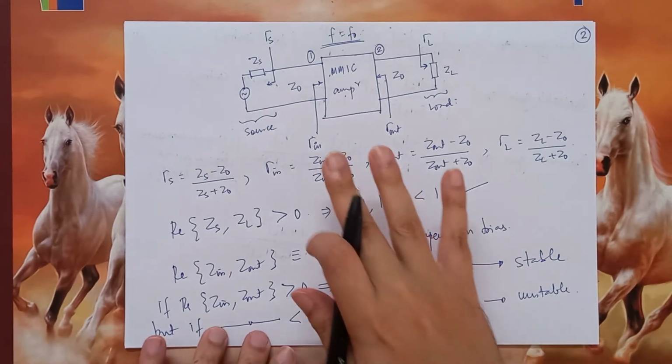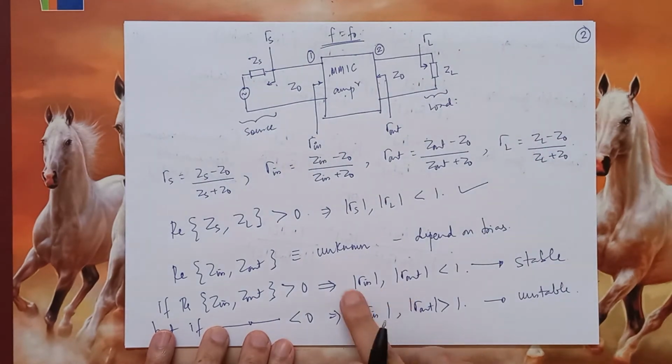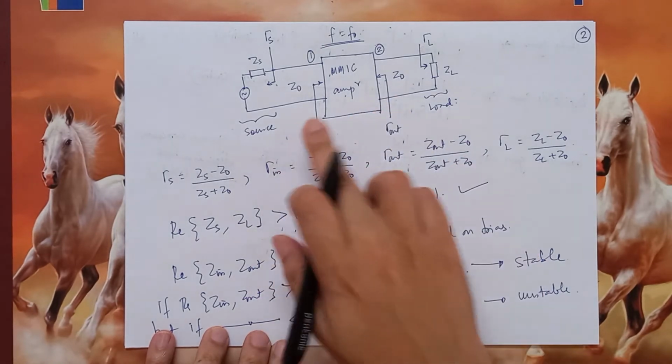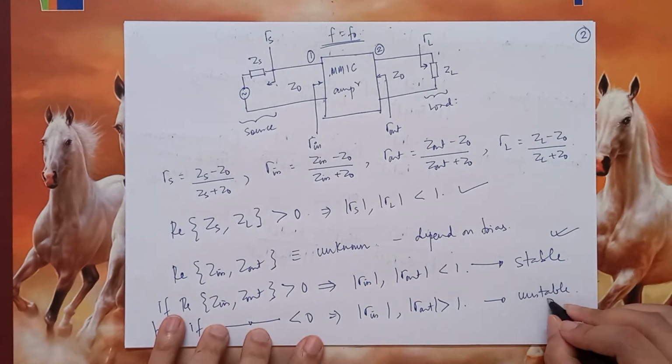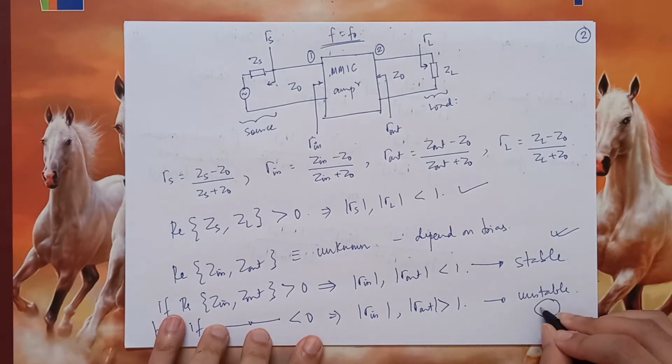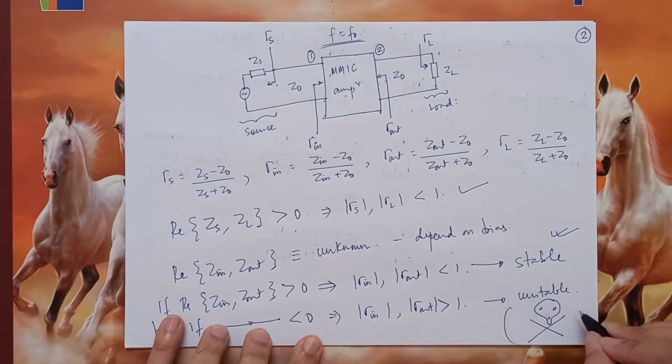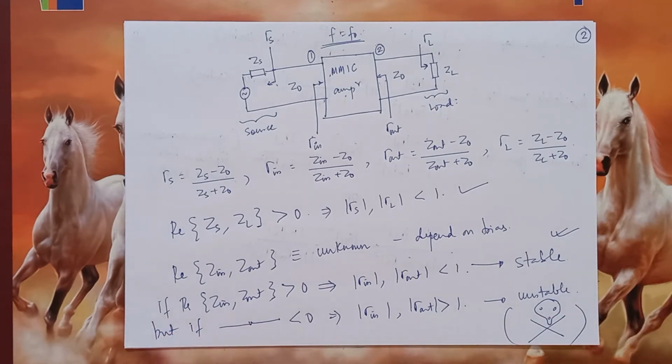Therefore, gamma S and gamma L we can find out easily, but gamma in and gamma out we need to be a little careful. If you want the amplifier to be stable, the reflection coefficients looking into the input side and the output side of the amplifier should be less than 1 in magnitude. This is what we want. This is what we don't want. So I'll put a danger sign.